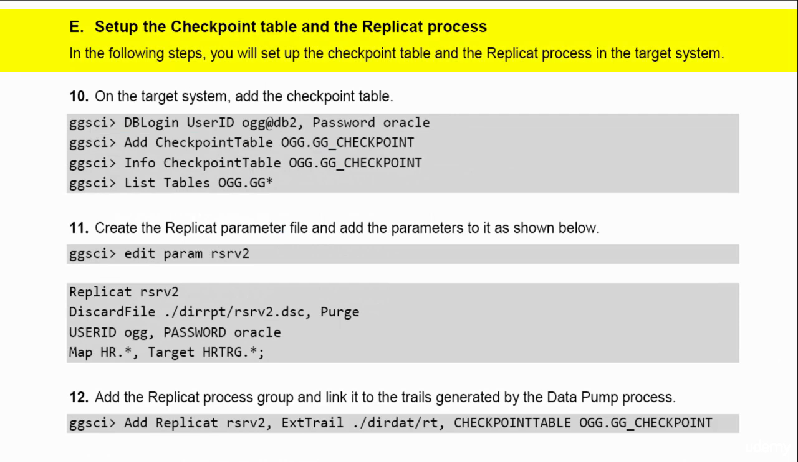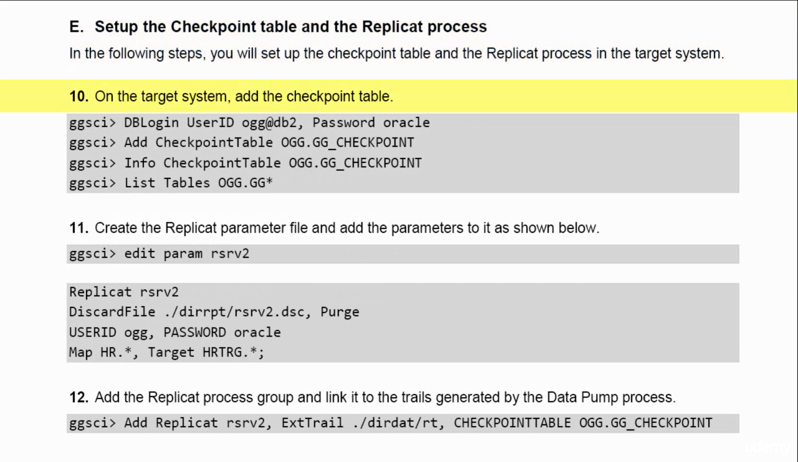In the following steps, you will set up the checkpoint table and the replicate process in the target system. On the target system, add the checkpoint table. You will first log into the target database, then execute the command add checkpointtable.